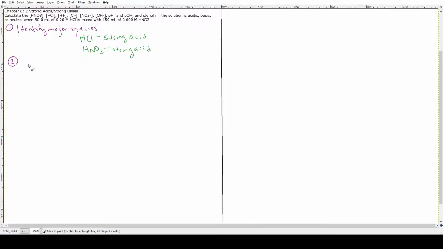By now, you should see the pattern that the second step is always write out the reaction. So in this case, since we have two major species, we're going to have two equations or two reactions. So our hydrochloric acid is going to react. Now this is a strong acid. Do I use a two-sided arrow or a one-sided arrow? Hydrochloric acid completely dissociates in water, so we'll use a one-sided arrow. Once it dissociates, it doesn't go back.